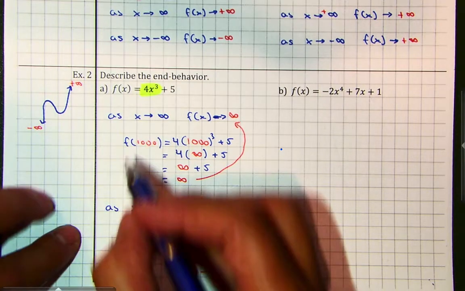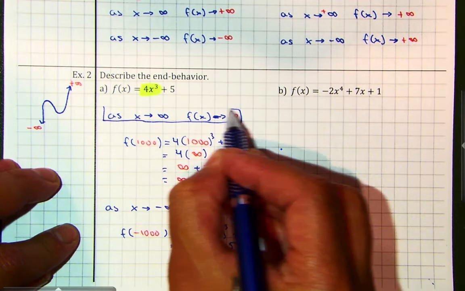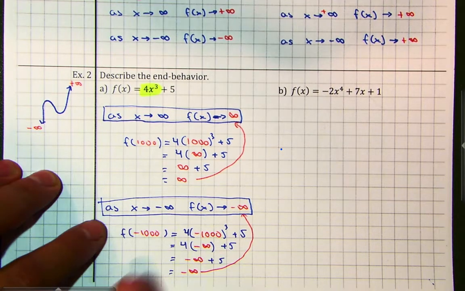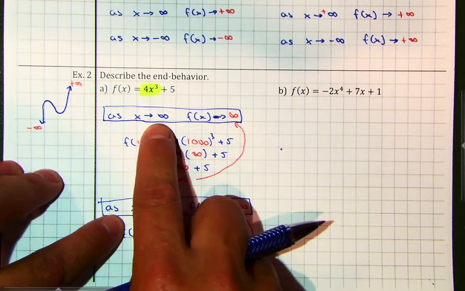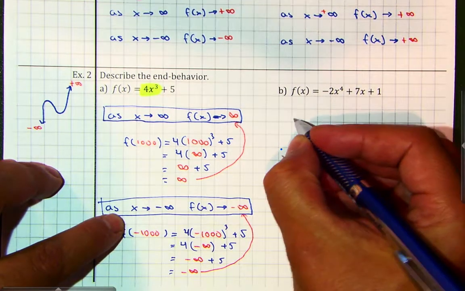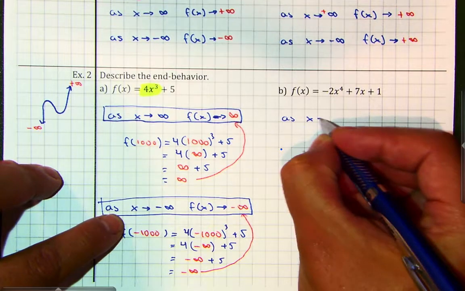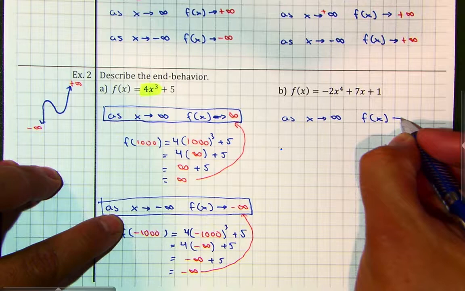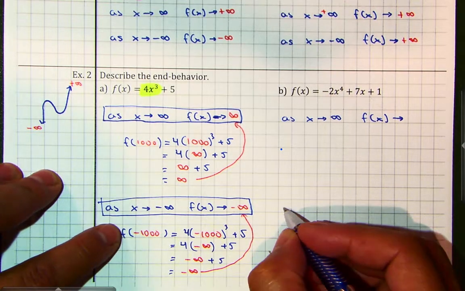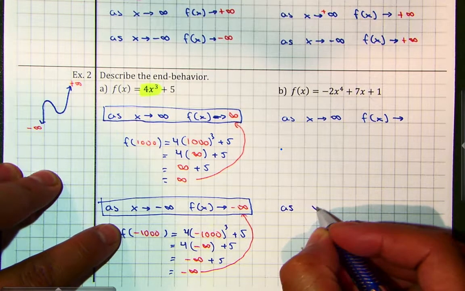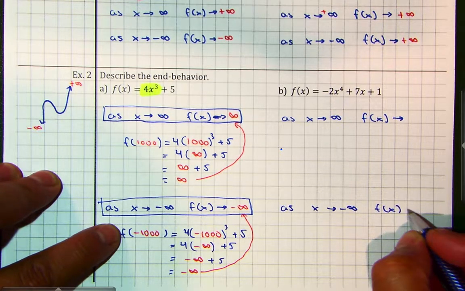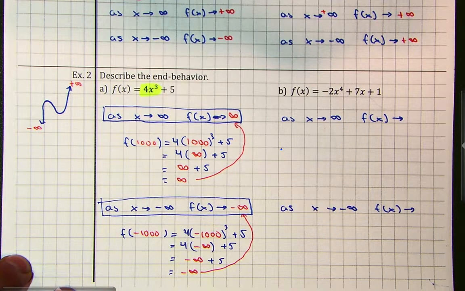So let's do the same thing for the second one. And let's remember that this is your answer. This is the left-hand behavior, and this is the right-hand behavior. So we have, as x approaches positive infinity, f of x will approach, and as x approaches negative infinity, f of x will approach. So now let's go and plug in a positive 1,000.